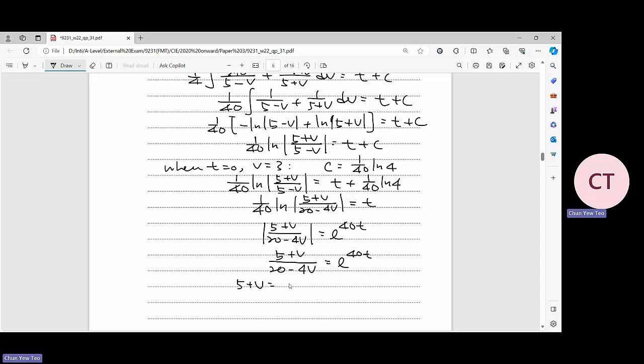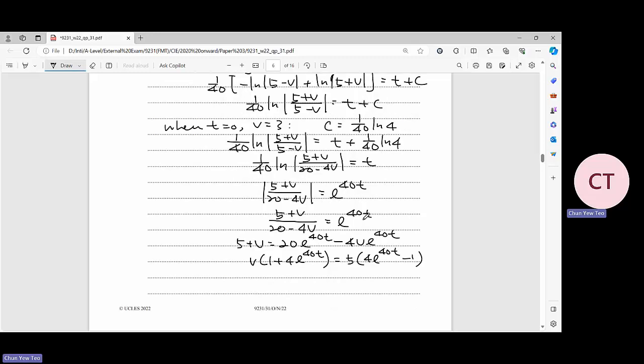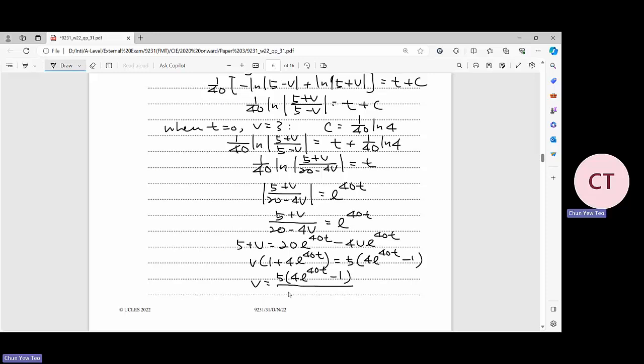Haven't finished yet. We still need to make it become 20 e to the power 40t minus 4v e to the power 40t. Join together, you have v of 1 plus 4 e to the power 40t equal to 5 of 4 e to the power 40t minus 1. Okay, then your v will be equal to 5 of 4 e to the power 40t minus 1 divided by 4 e to the power 40t plus 1. That will be the answer already.